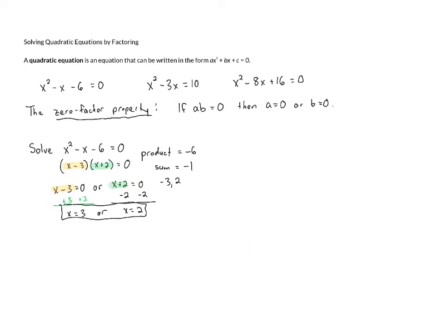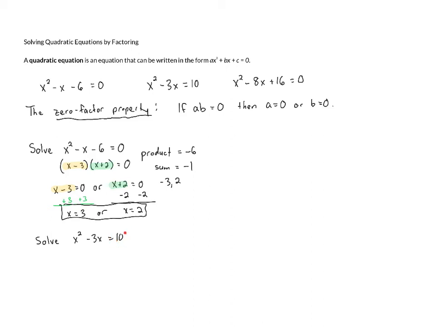x squared minus 3x equals 10. Let's solve x squared minus 3x equals 10. Now, we're not allowed to just start by factoring the x squared minus 3x. The reason is, to use the zero factor property, we need one side to be equal to 0. So before we do any factoring, we've got to get all the terms on one side, let the other side be equal to 0, and then we can do our factoring.